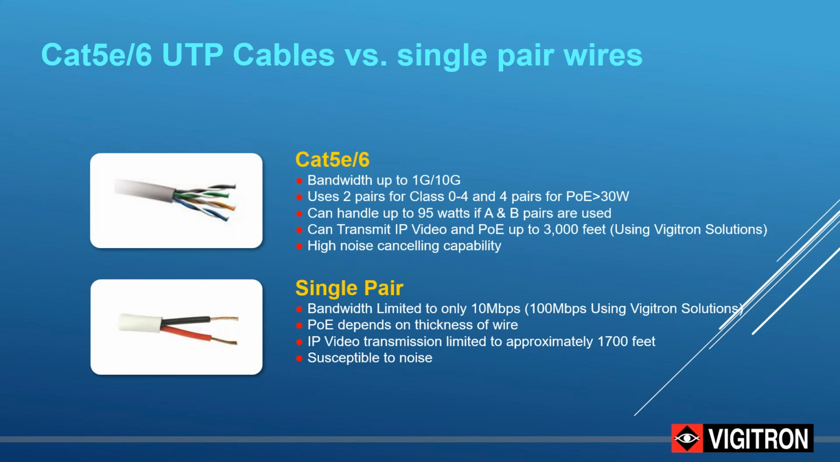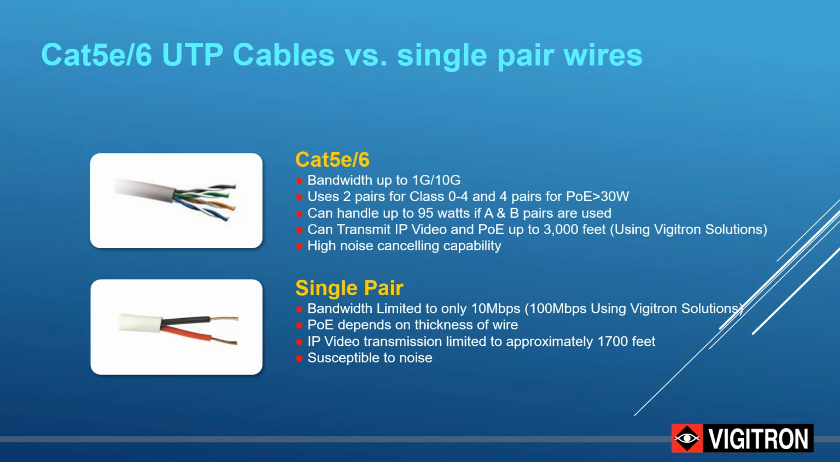Now, when we talk about single pair, we're taking that and we're reducing it to 1 pair. So we're reducing the bandwidth. So once again, we have a limitation. Basically, a single pair can only carry 10 megabits per second, unless you're using Vigitron products, which can carry up to 100. The PoE is going to depend on the thickness of the wire.